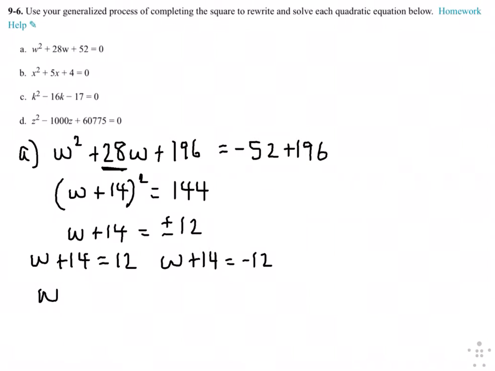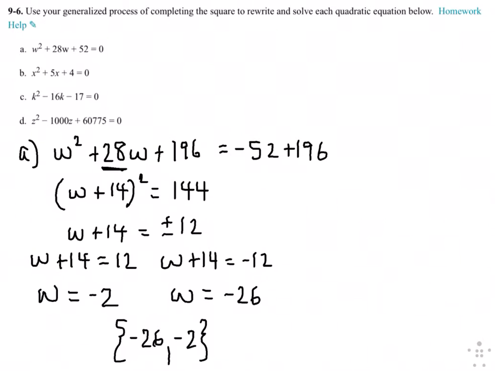Now I subtract 14 from this one, and I get w equals negative 2. And here I subtract 14, and I get negative 26. So the solutions, or the roots, or the zeros, are negative 26 and negative 2. Okay, let's do B. I need to make some space.